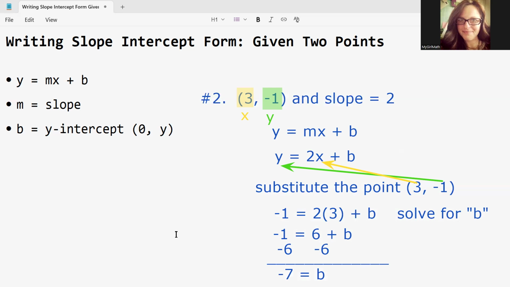Now we can finish writing the equation for this line. It passes through the point 3, comma -1 and has a slope of 2. And here is the equation of this line. Let's do one last example.